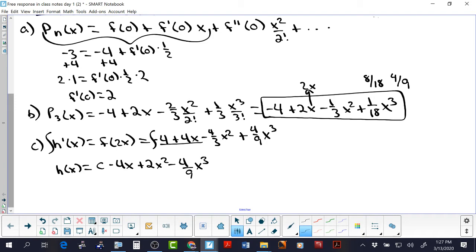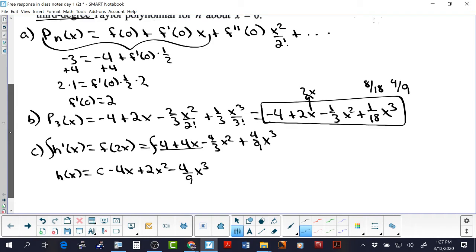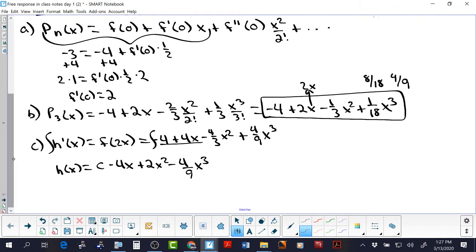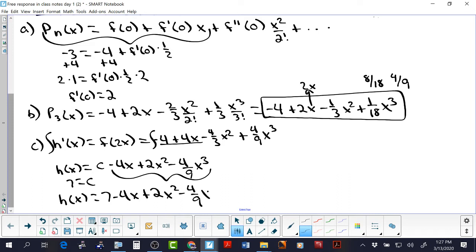But we know that if we plug 0 in for all of these x's, this piece goes to 0, and then you have 7 equals c. So h of x is 7 minus 4x plus 2x squared minus 4/9 x to the third.